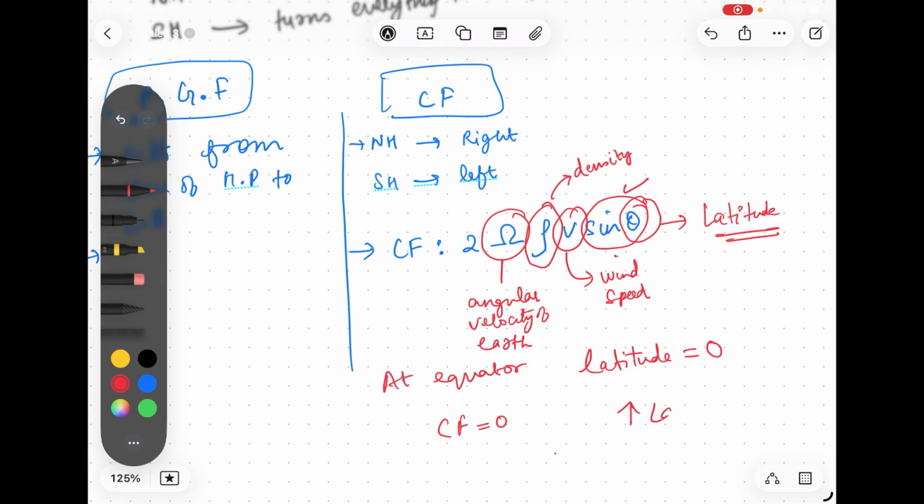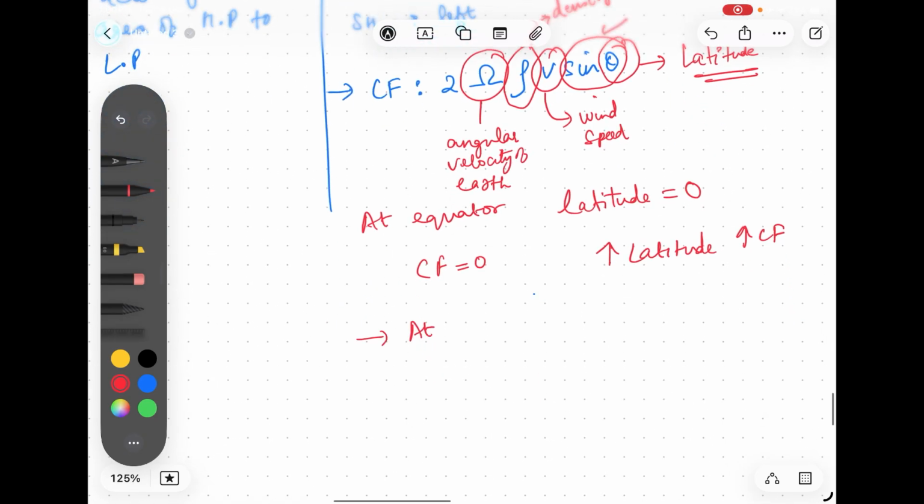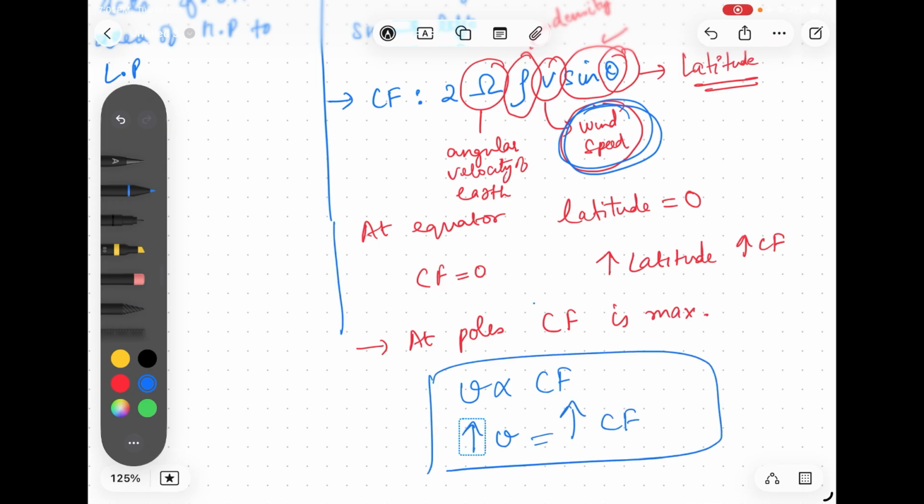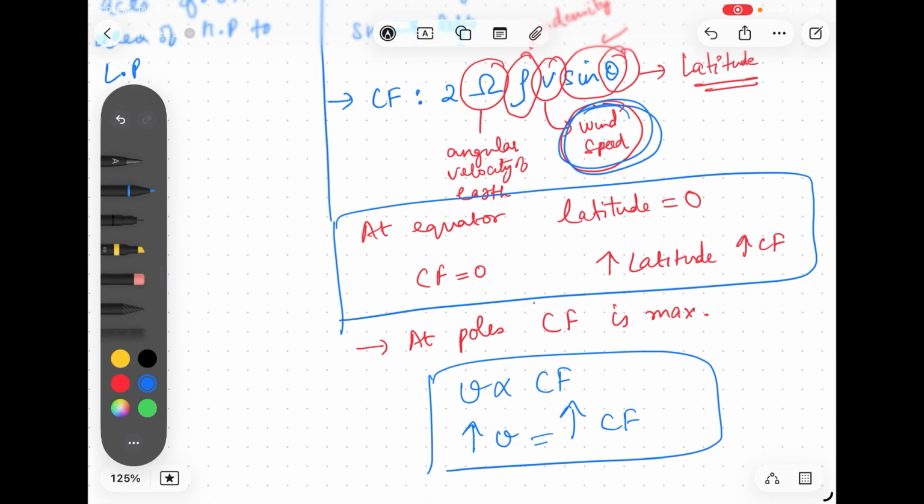So basically, the higher the latitude, the higher the Coriolis force. So when theta is 0, Coriolis force is also 0. So what does this prove? That at the poles, Coriolis force is maximum. Okay, now it also depends on the wind speed, right? Now for the wind speed, you need to see the formula. V is directly proportional to Coriolis force. So the more the wind speed, the higher the Coriolis force. So just remember these two relations and that's enough.